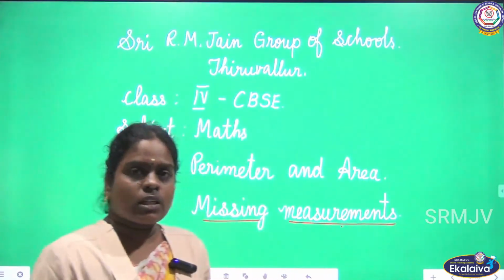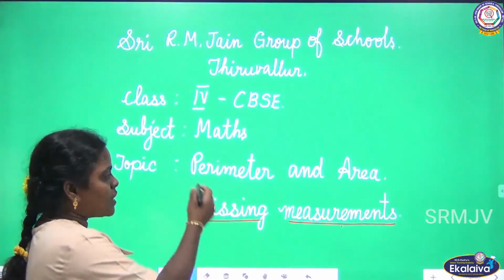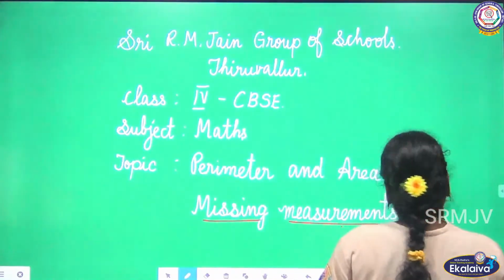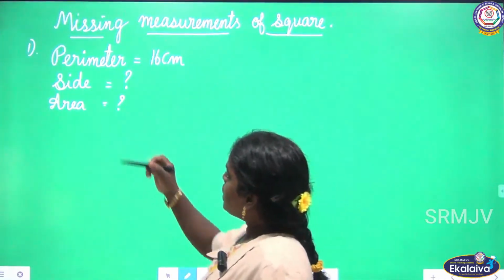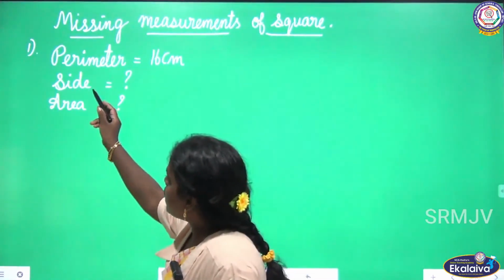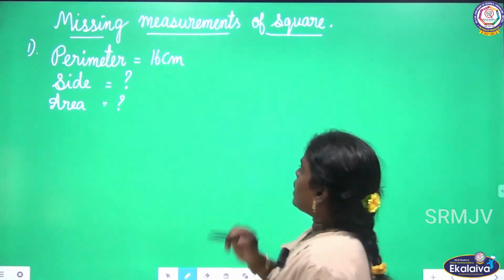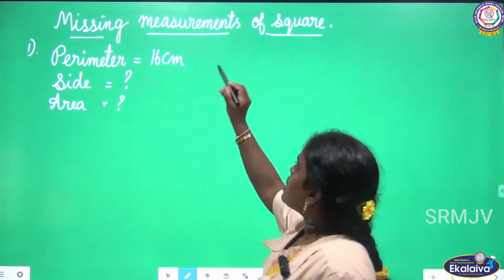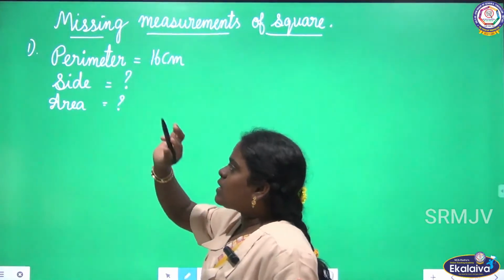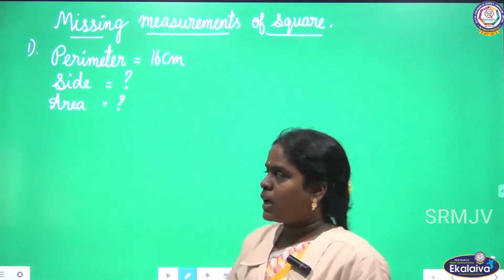Today we are going to learn the concept missing measurements from the chapter perimeter and area. Look at the question, children. Perimeter is given and we want to find out the side and area of the square. We are going to find the missing measurements of the shape square. Perimeter is given and we want to find the side and area.